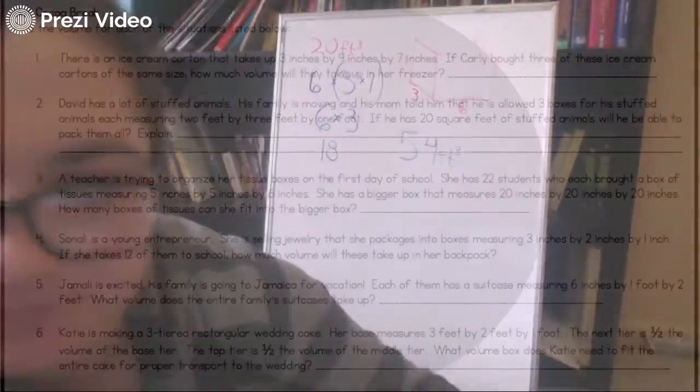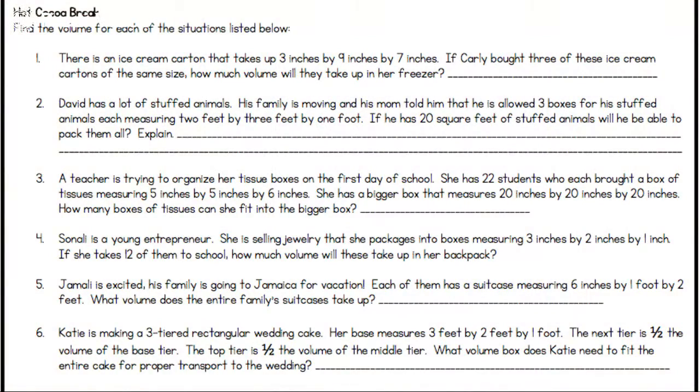Let's check it out. So that is the volume of just 1 box, though. So what we need to do, nope, I lied. That's the volume of 3 boxes. Yep. So it's 54 feet cubed. So if he has 20 square feet of stuffed animals, will he be able to pack them all? Yeah, he has way more than enough. So I'm not going to do the next couple ones with you because I think you kind of get the idea by now. Let's do number 6.